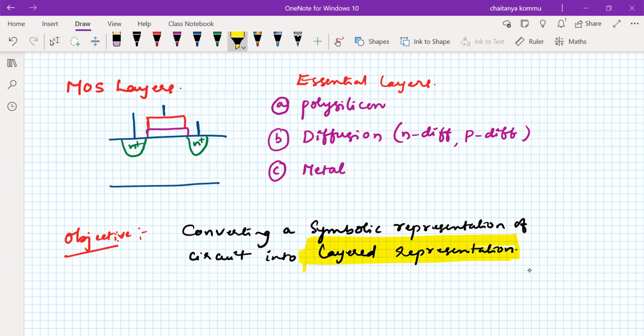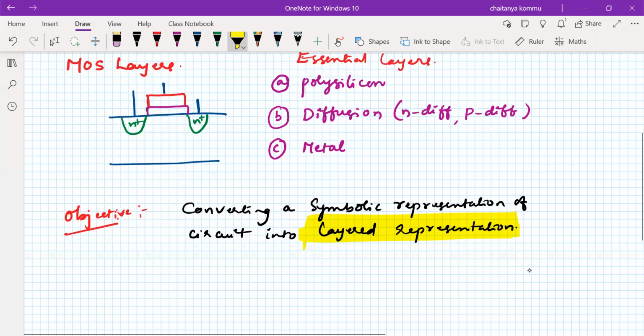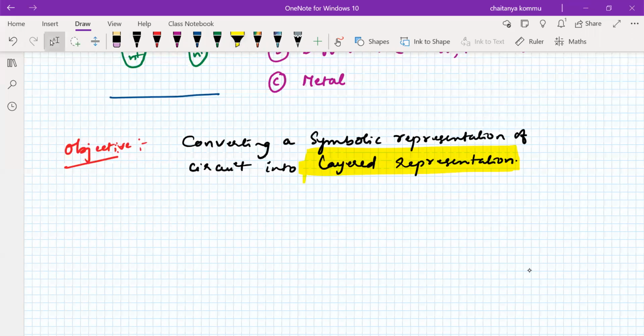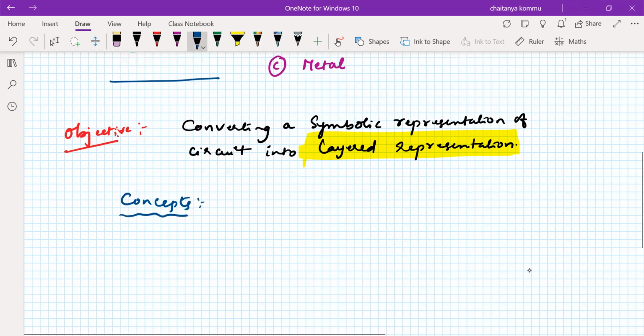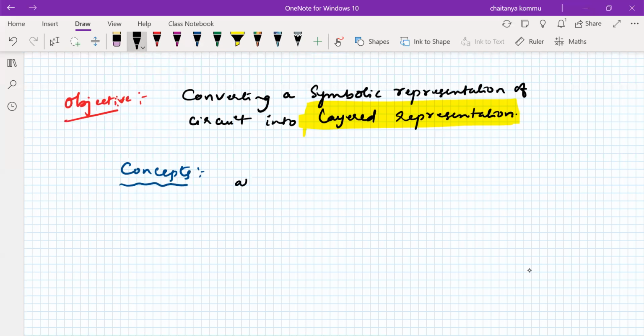Layer information, layered representation. So how do we do this? This is done with the help of three important concepts. How do we translate this? This is done with the help of three important concepts. So the concepts are number one, stick diagram.